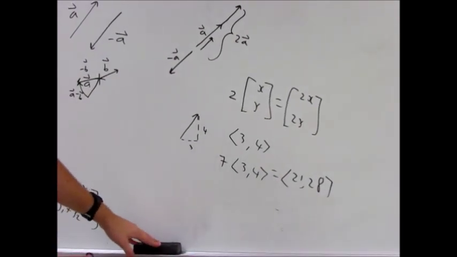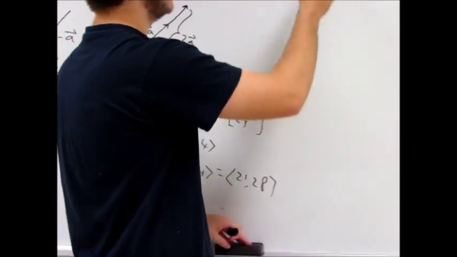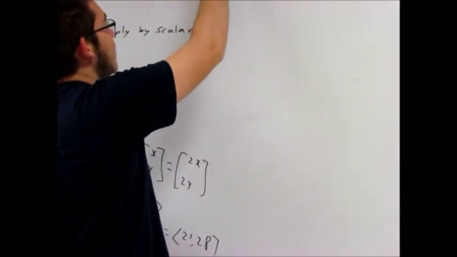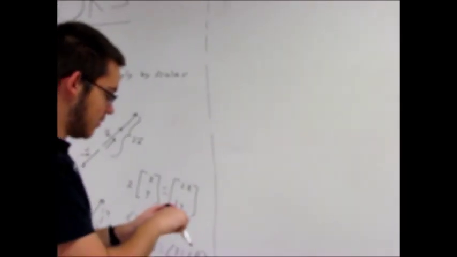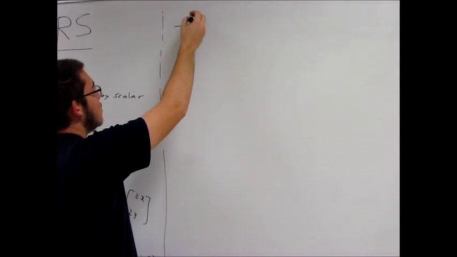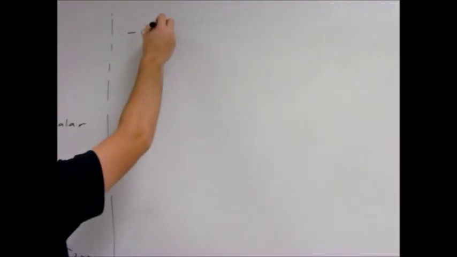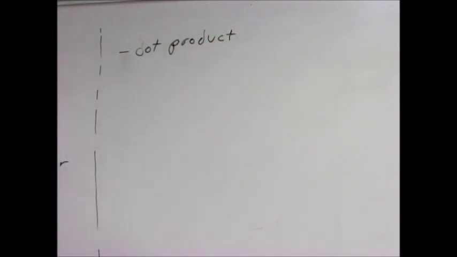Now multiplying vectors by each other is a slightly different idea. So we have to think about it a little more carefully because there's several ways to do it. The first one is called dot product. When you take the dot product of 2 vectors, this is sometimes also called a scalar product because it creates a regular number.